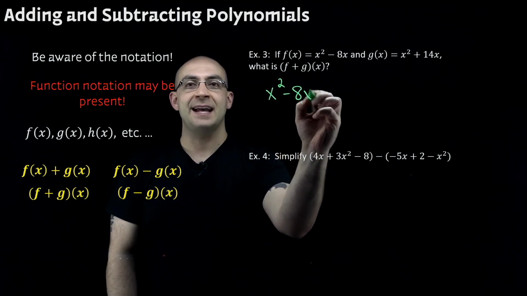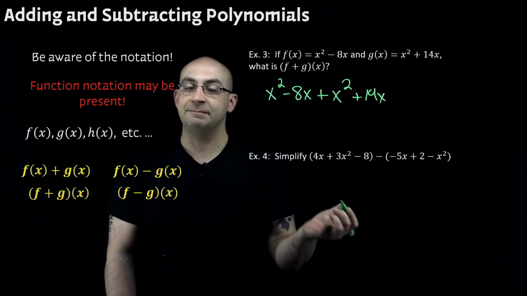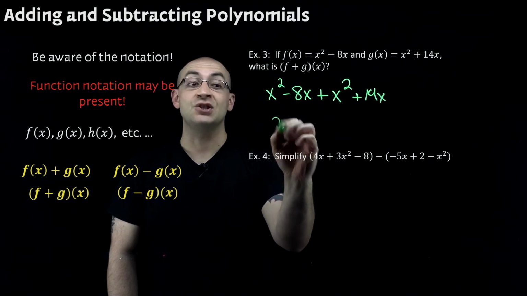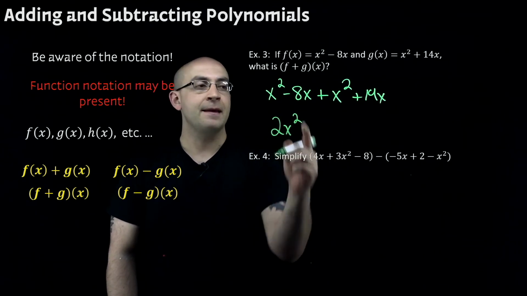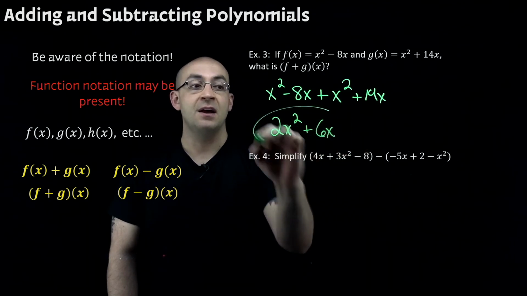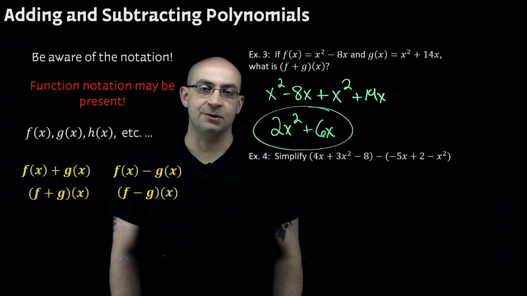x squared minus 8x plus x squared plus 14x. All right, I'm just going to add those things together. So x squared and x squared is 2x squared. That means there's two of them now. And negative 8x plus 14x is positive 6x. Final answer, we are already in descending exponent order, so there's no change.